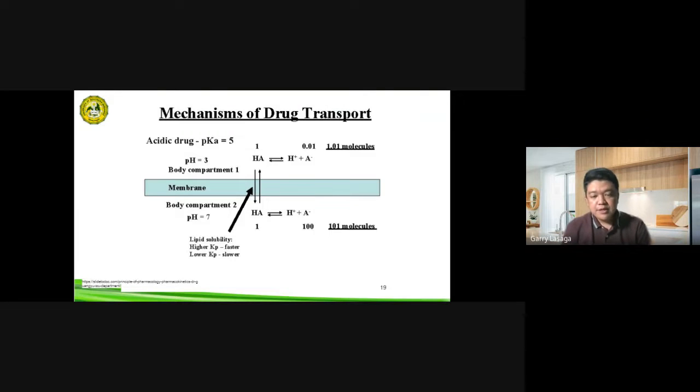That is why we have what we call the ion trapping mechanism, wherein the ions or the drug could be trapped in a specific environment depending on the pH where that particular drug is being placed.